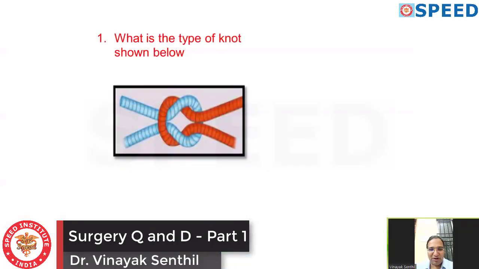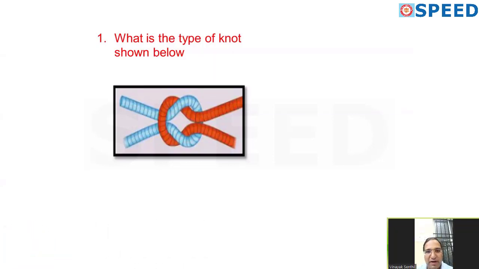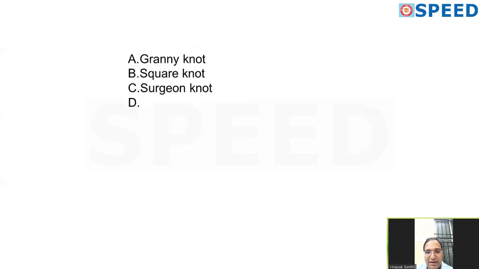We are going to discuss today some of the recent questions. This was question number 1, which is: what is the type of the knot shown below? Now, what kind of knot is this? What will be your answer? So it is typically a square knot. So there is no difference of opinion in our thought process.